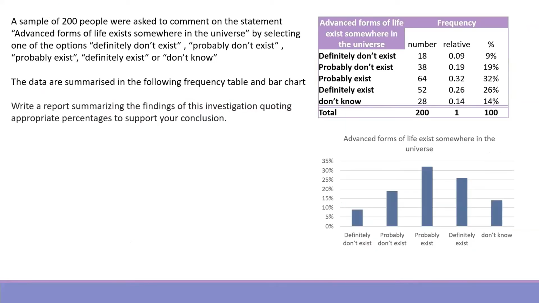A sample of 200 people were asked to comment on the statement, advanced forms of life exist somewhere in the universe, by selecting one of the options: definitely don't exist, probably don't exist, probably exist, definitely exist, or don't know. The data is summarized in the following frequency table and bar chart. Write a report summarizing the findings of this investigation, quoting appropriate percentages to support your conclusion.